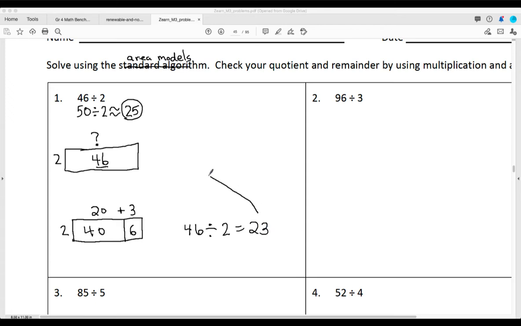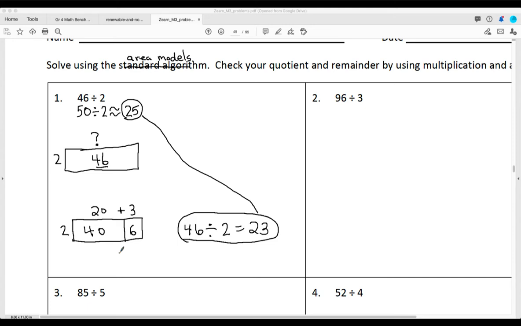And I'm just going to verify that with my estimation, and very reasonable. So here is my answer, 23. That's my quotient. Now I realize you probably could do that in your head. You could probably split 46 in half very easily and get 23, but this is the area model that I want you to get used to solving. Okay, and these will get a little harder.